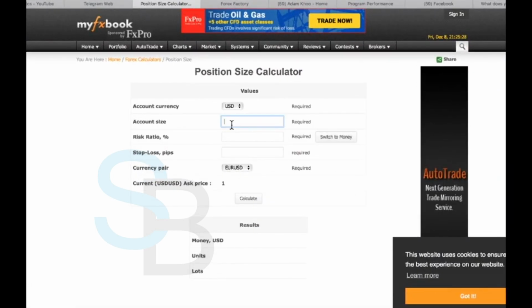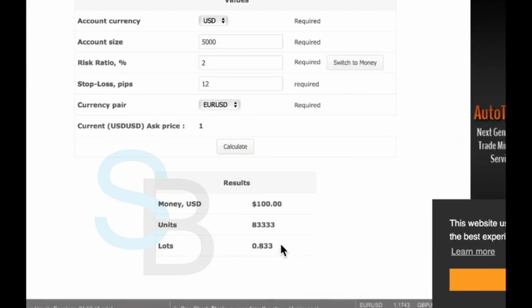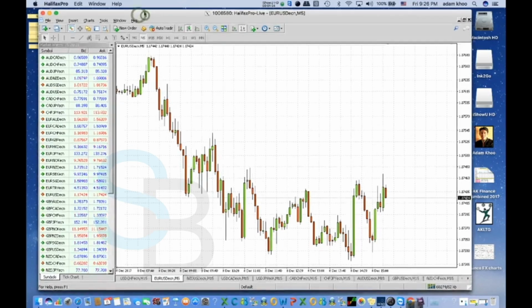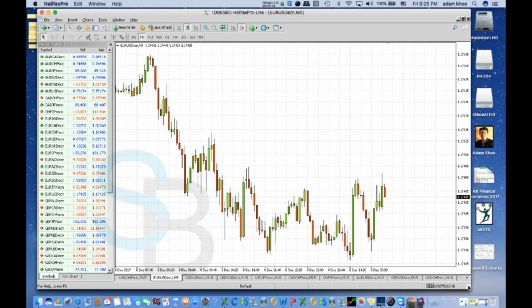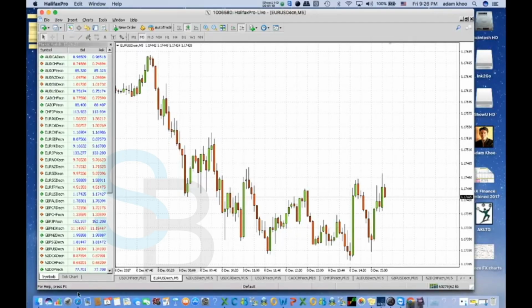So first thing is to determine your account size. So for example, if your account is 5 grand, you want to risk 2%, and we're gonna have our stop loss 12 pips away from the entry price for this strategy. We will trade 0.83 lots. Okay, so I'm gonna place the order at 9:27, right? 3 minutes before the news is released.